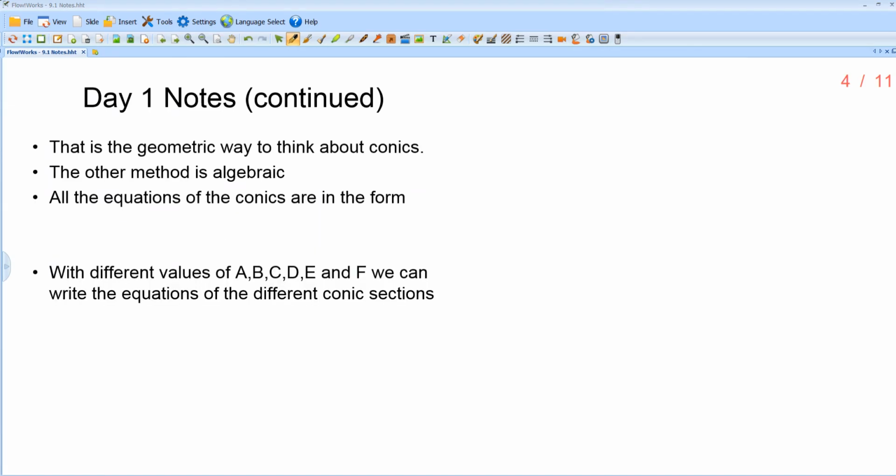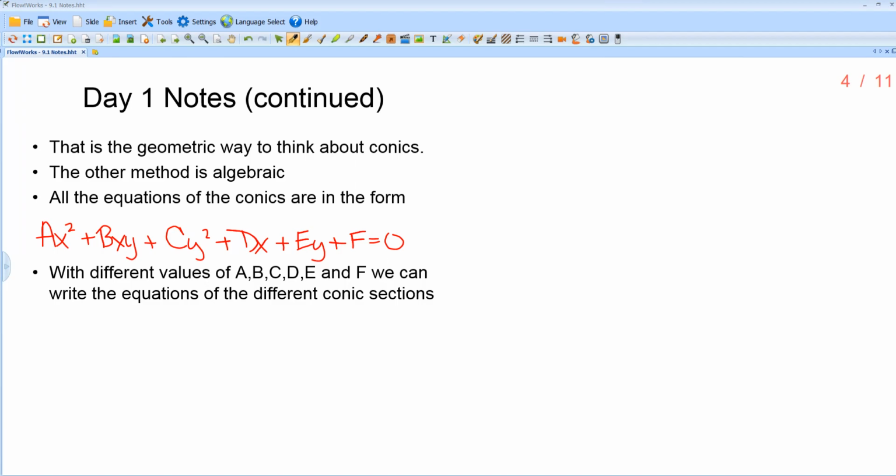Okay, so that's the geometric way. So you guys were able to see the picture to sort of help guide that mentality. But we're going to look at the algebraic way. It's a lot more structured. There's a lot more work we can do with it. And you guys love the work. So all equations of conic sections are in the form of ax squared, this is going to be a little bit long, plus bxy plus cy squared plus dx plus ey plus f equals 0.